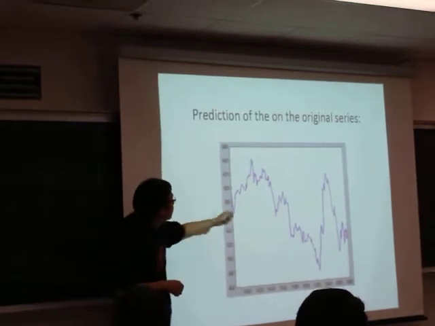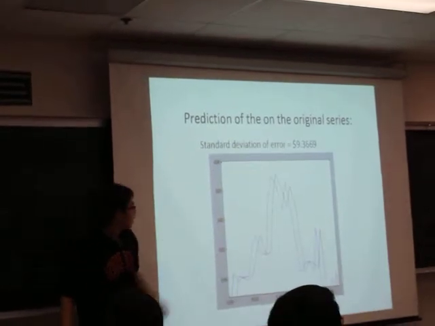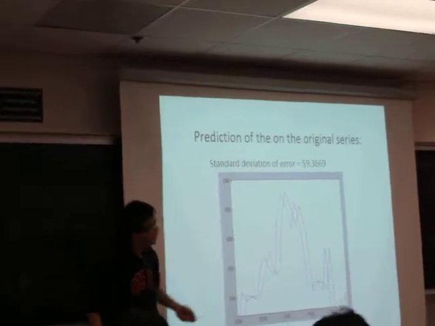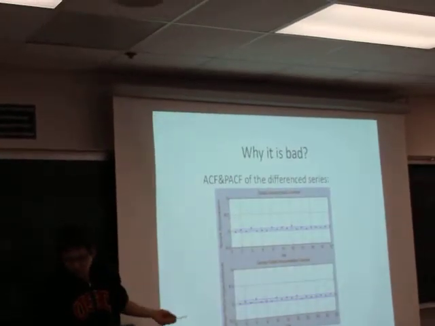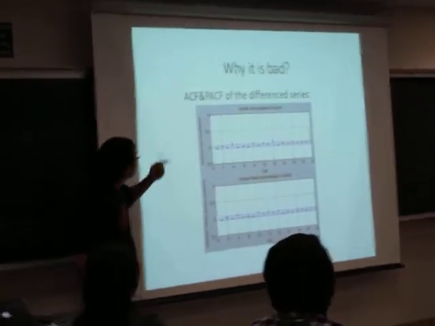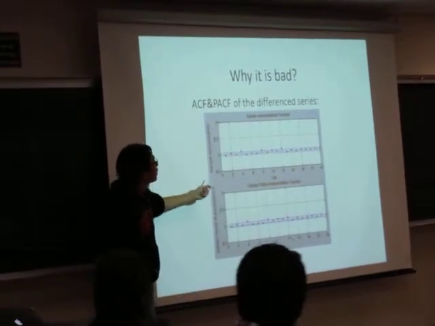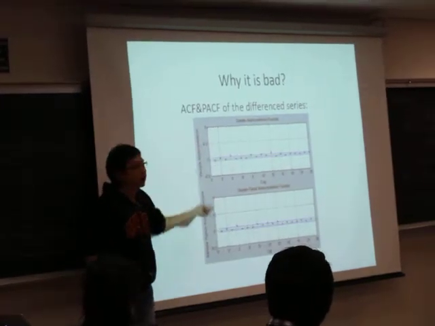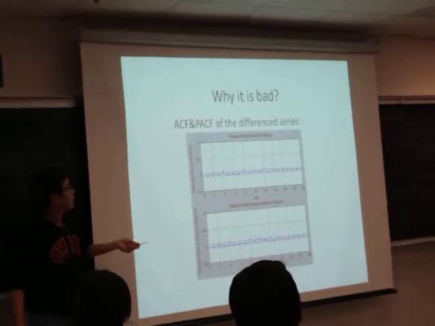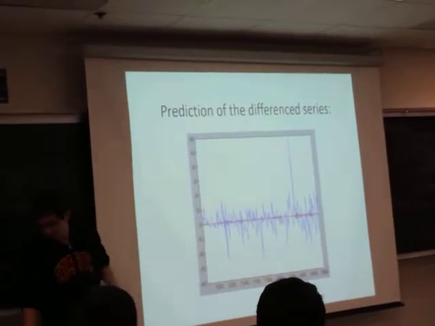If we convert this back to the original time series, it looks good. But if we zoom in, it's still horrible, and the standard deviation is $9. So why is it bad? We plotted the ACF and PACF of the difference series. This means that this time series is very close to white noise. So we are trying to model white noise, which explains why the fitting is so bad.